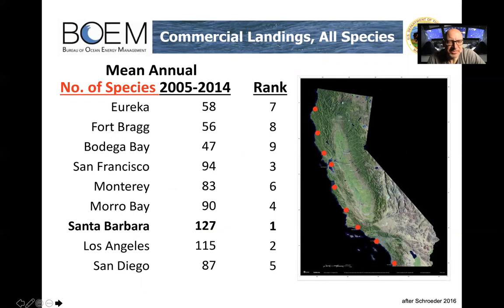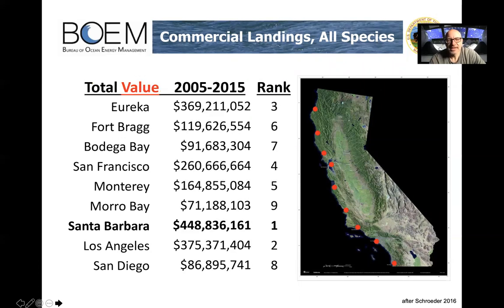This data was compiled a couple years ago, but the main trend is still valid. And that is Santa Barbara is much more diverse than the other fishing harbors around the state. Concomitantly, it's the most valuable port in terms of commercial landings.